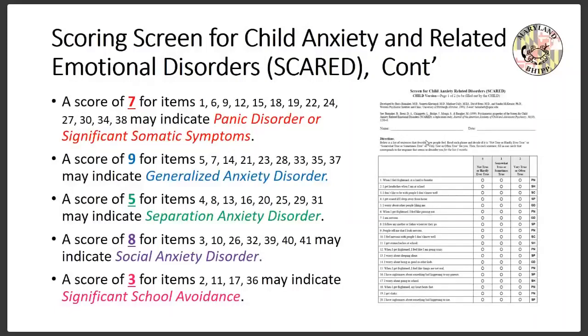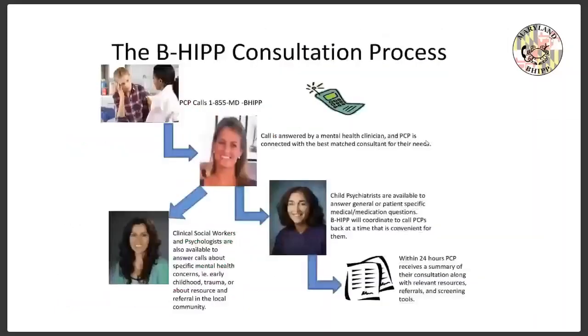So, as a primary care physician, if you were to make a call to B-HIPP, this is the process that typically takes place. B-HIPP provides phone consultation for primary care physicians with child mental health specialists, child psychiatrists, psychologists, clinical social workers, and licensed professional counselors at the University of Maryland School of Medicine and Johns Hopkins. Consultation is available Monday through Friday, 9 to 5, and all inquiries are responded to within 1 business day.